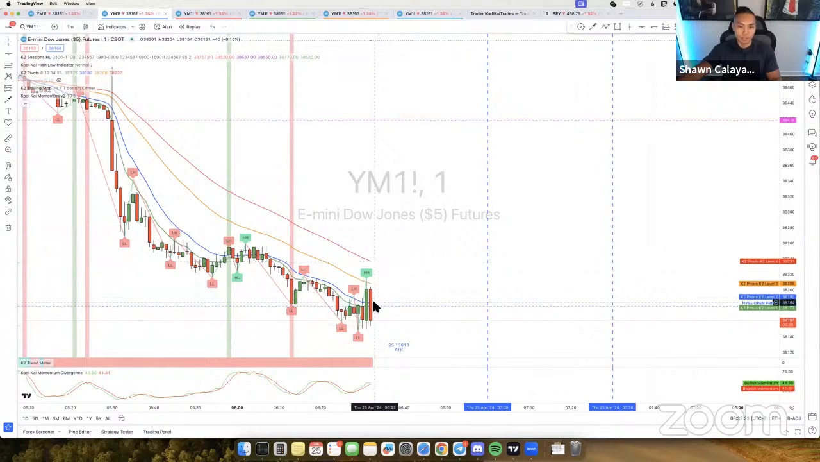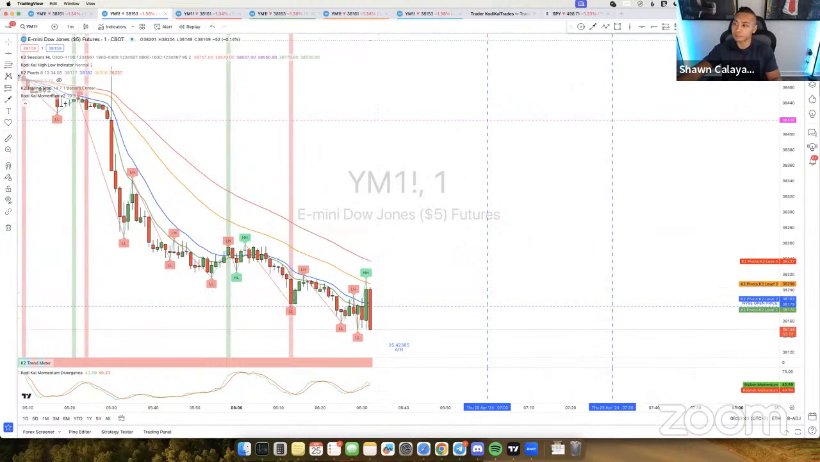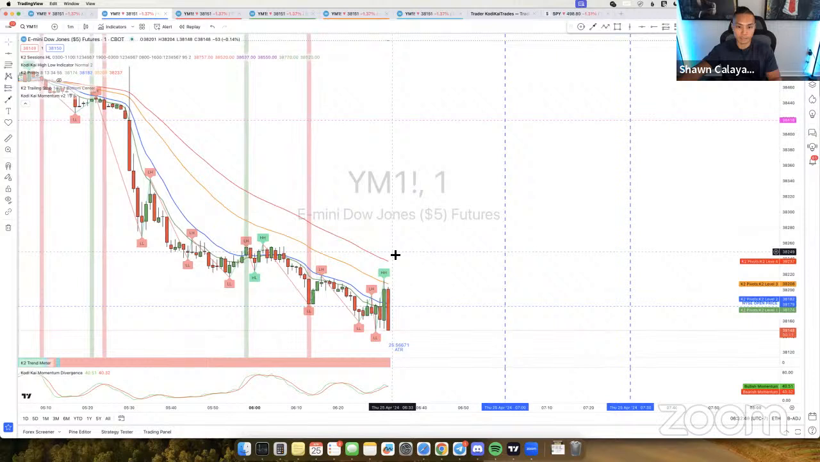All right, so we got a double body rejection right here. This could be a possible reversal pattern to the downside for correction. But again, price is just sitting in between the opening price right here, so it's not really in a good area. We need price to push away from this opening price. ATR is starting to pick up a little more. It's currently at 25 right now.